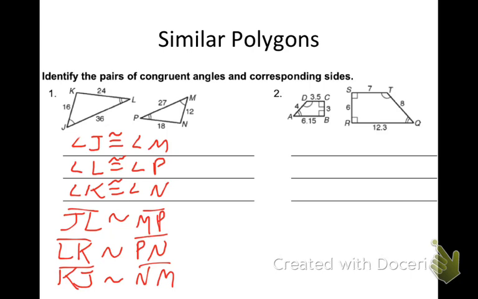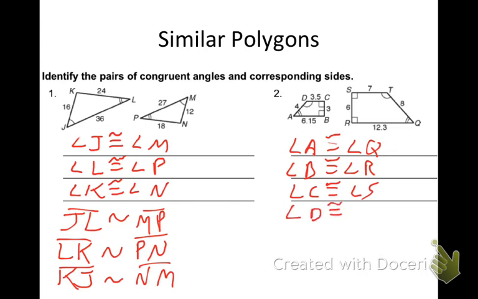All right, let's look at these. What about angle A? Angle A, Hannah, what's that going to be the same as? Angle Q, nice job. Angle B, Trevor. Angle C, Bryce. Angle S. Angle D, Johnny. T. What about AB? What's AB going to be similar to, Tyler?